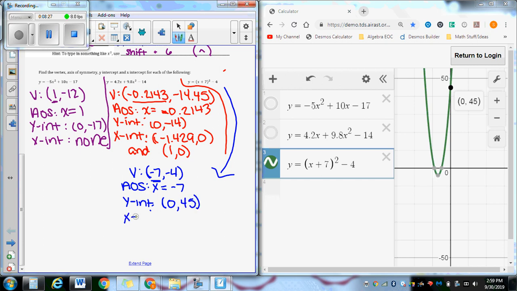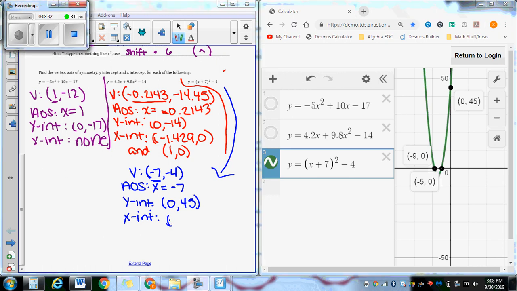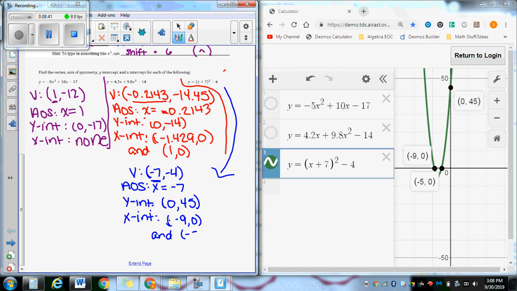And the x-intercepts, there are 2. It crosses the x-axis twice. The x-intercepts are at -9, and at -5. And again, order doesn't matter. Just as long as you get both of those in, they are the x-intercepts.